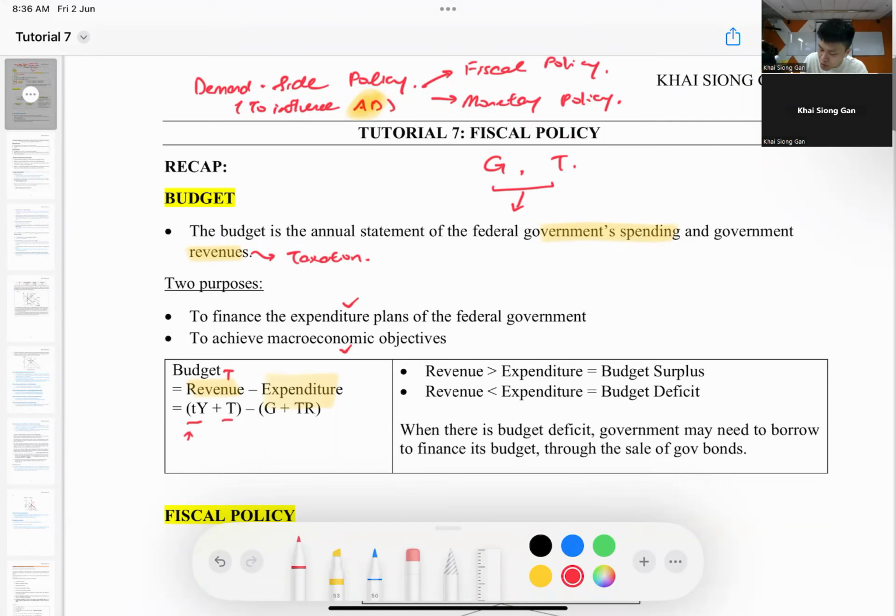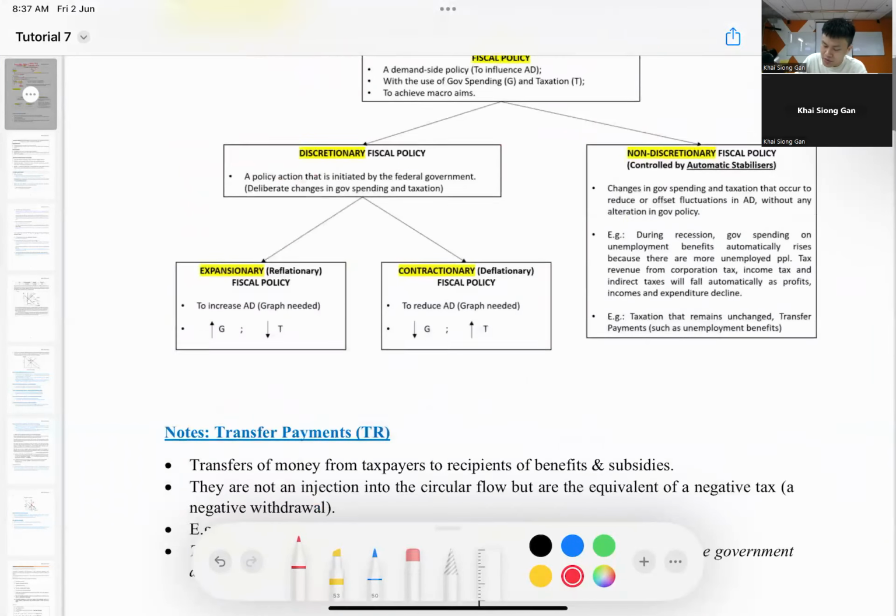On the other hand, when we talk about expenditure, we are looking into government spending, and first we talk about government spending on infrastructure on the economy. But at the same time, they also spend on transfer payment. TR here means transfer payment. What is transfer payment? Transfer payment is like those state benefits or unemployment benefits. So this is a very good introduction of what transfer payments are.